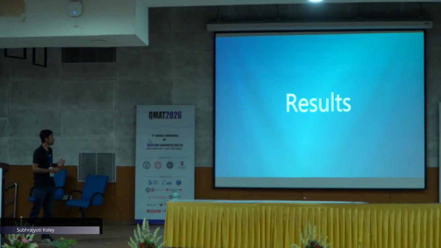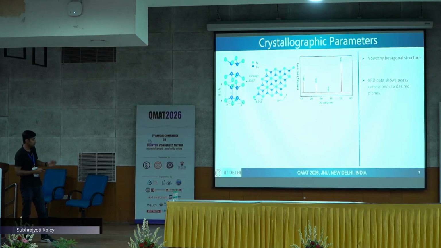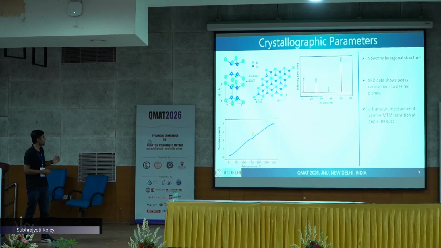We have used scanning tunneling microscopy for this, and this crystal has a hexagonal structure, as I told. The tellurium layers have a van der Waals interaction between them. So when you cleave the sample, you get a tellurium layer at the top for the STM measurement. For checking the quality of the crystal, we did XRD measurement. There we are getting the 00L planes, and then from the transport measurement we have verified it indeed has a first order transition at 155 Kelvin.